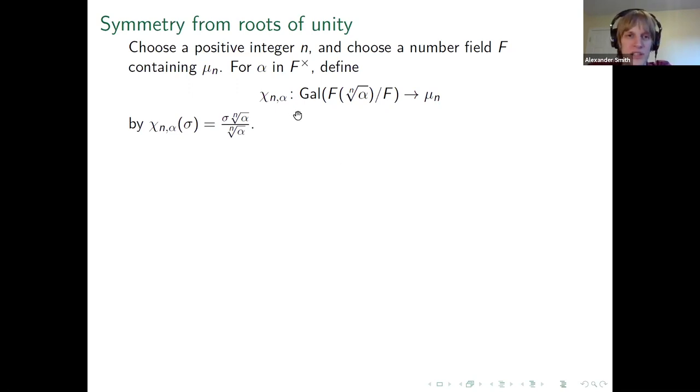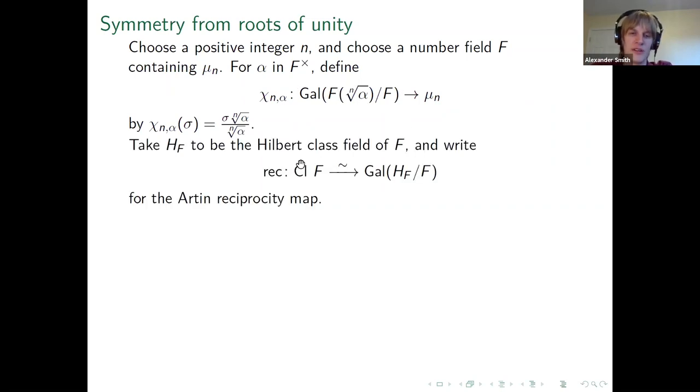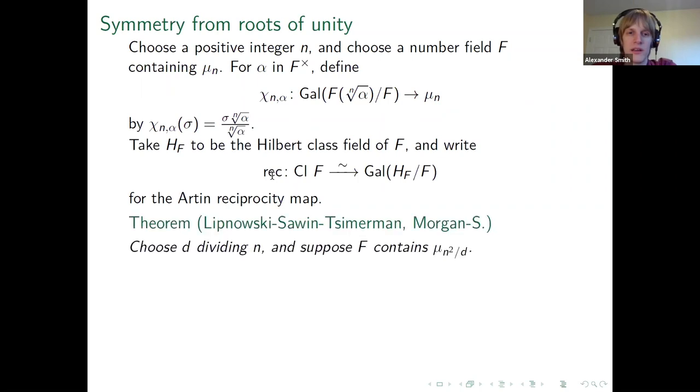So just a bit of notation. We're going to take chi_alpha to just be the Galois character associated to the Kummer extension F(nth root of alpha). And we're going to take rec to be the reciprocity map of Artin. Okay. And now that's enough to state the result.